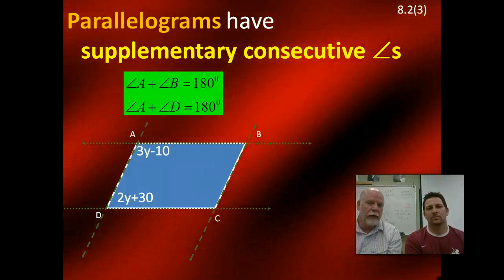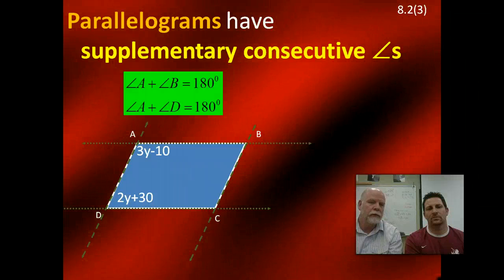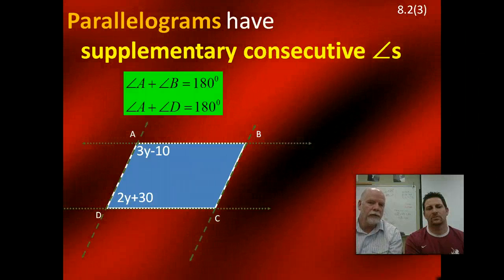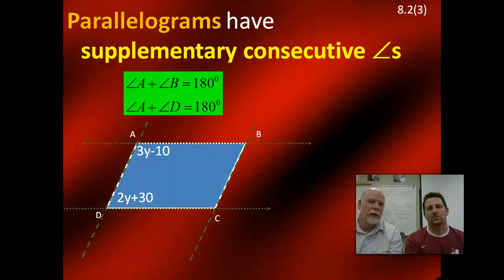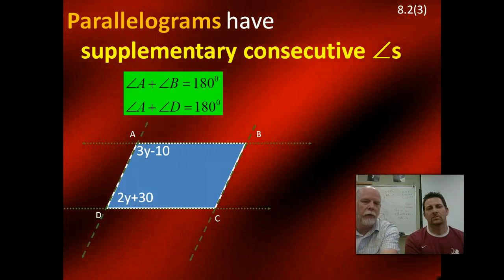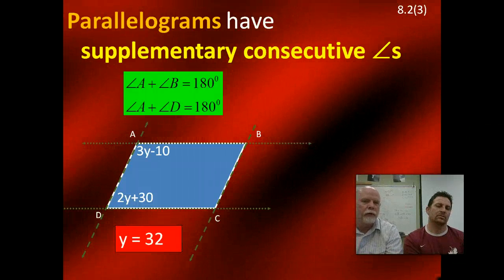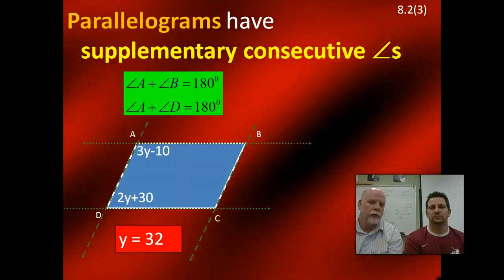So again, just like the last example, you can set up an equation here. Take 2y plus 30 plus 3y minus 10, set that equal to 180, and then solve that equation for y. If you do that, y ends up equaling 32.